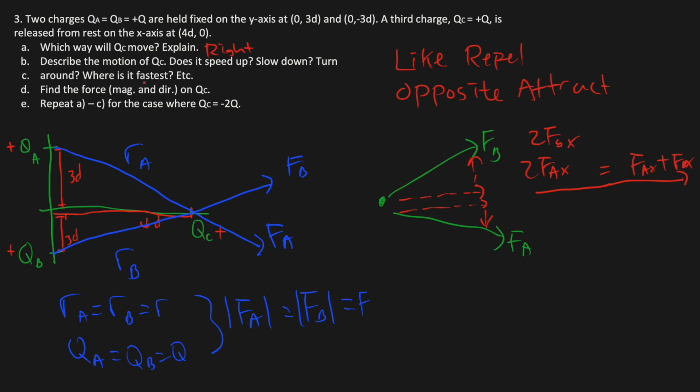Now, describe the motion of charge C. Does it speed up, slow down, turn around? Where is it fastest? We know the net force points to the right, and we know the final velocity is equal to initial velocity plus acceleration times time. Since the net force points to the right, which is the positive direction, as time increases, acceleration times t is going to increase. So the final velocity is going to increase. So charge C is going to speed up and move in a straight line, to the right.